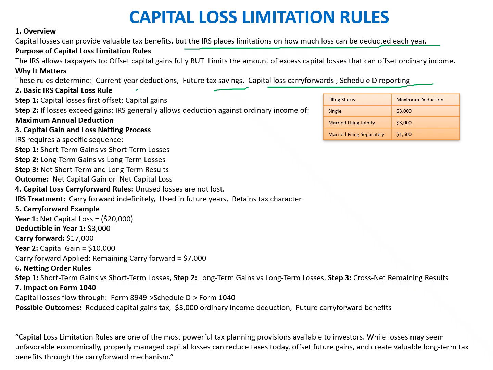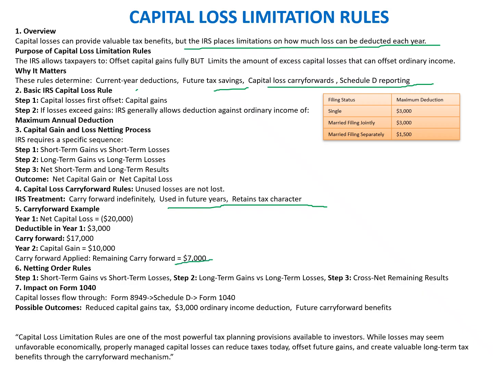Capital loss carry forward rules. Unused losses are not lost. They carry forward indefinitely to be used in future years and retain their tax character. For example, we have a net capital loss of $20,000. In the same year, the maximum deduction against other income is $3,000, assuming it is married filing jointly or single. Then a capital gain of $10,000 is there, so the carry forward is applied against it.